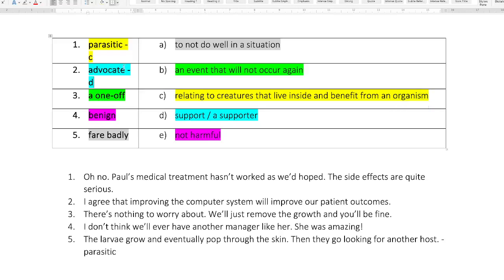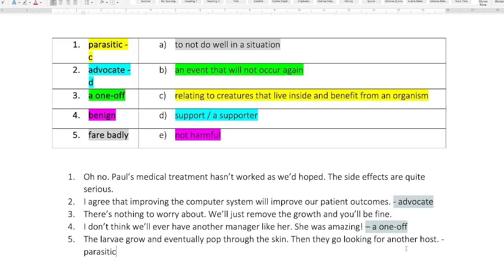Okay. Advocate, or to be an advocate. Okay, that one would be number 2. I agree. I support the idea. Okay, I advocate improving the computer system. All right, a one-off. Okay, that one is, I don't think we'll ever have another manager like her. She was amazing. Okay, a one-off. That means we don't think something like that will happen again. All right.